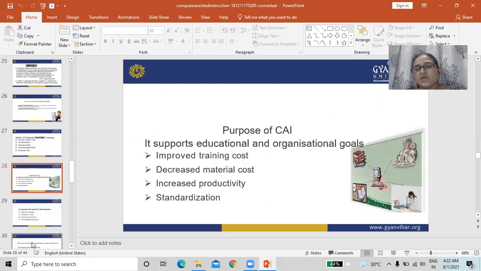Purpose of CAI: it supports educational and organizational goals, improves training cost, decreases material cost, increases productivity and standardization. So these are the purposes of CAI.